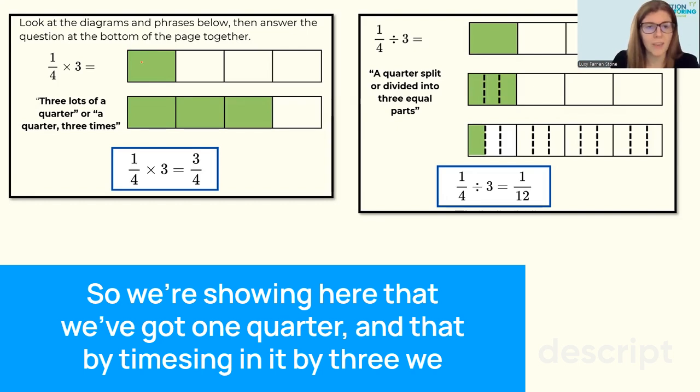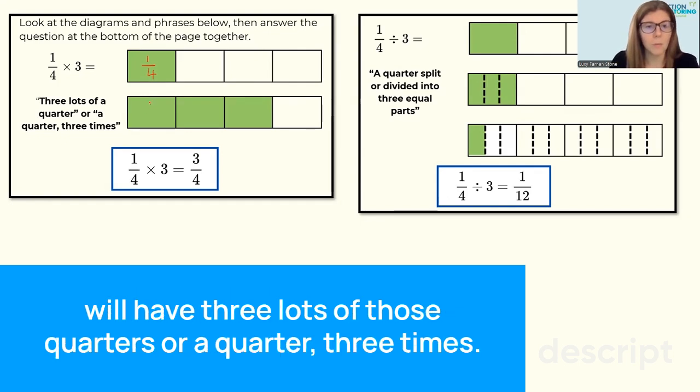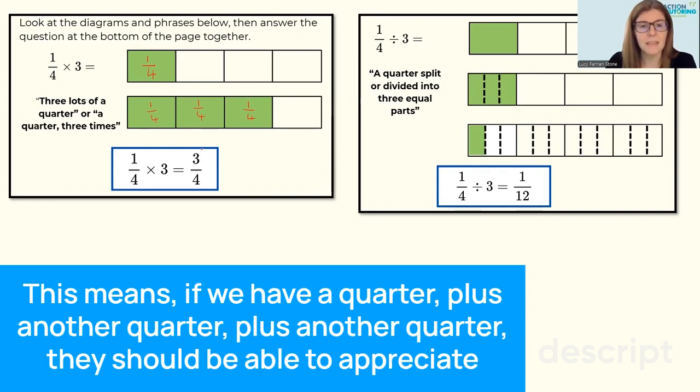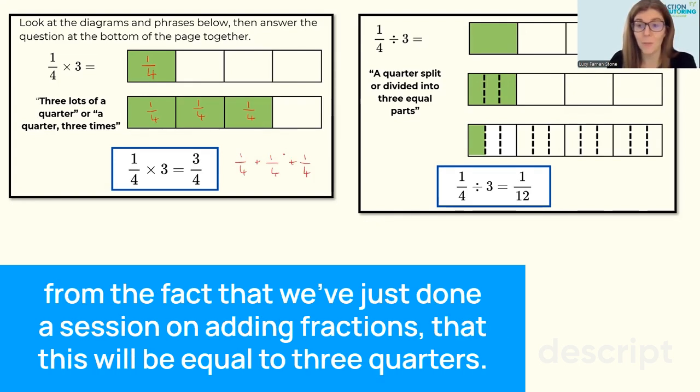So we're showing here that we've got 1 quarter, and that by timesing it by 3, we will have 3 lots of those quarters, or a quarter 3 times. This means if we have a quarter plus another quarter plus another quarter, they should be able to appreciate from the fact that we've just done a session on adding fractions that this will be equal to 3 quarters.